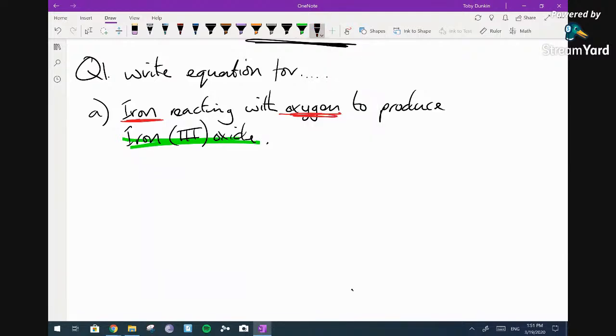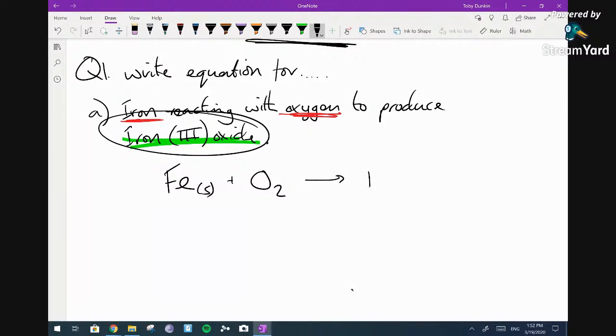So the recognition that iron, of course, is just simply going to be Fe. It's nice to include state symbols as well. Plus O2 going to, and this is the tricky bit, into Fe2O3, iron 3 oxide. This is why you have to be able to do the translation from words to symbol before you can tackle the equations part of things.